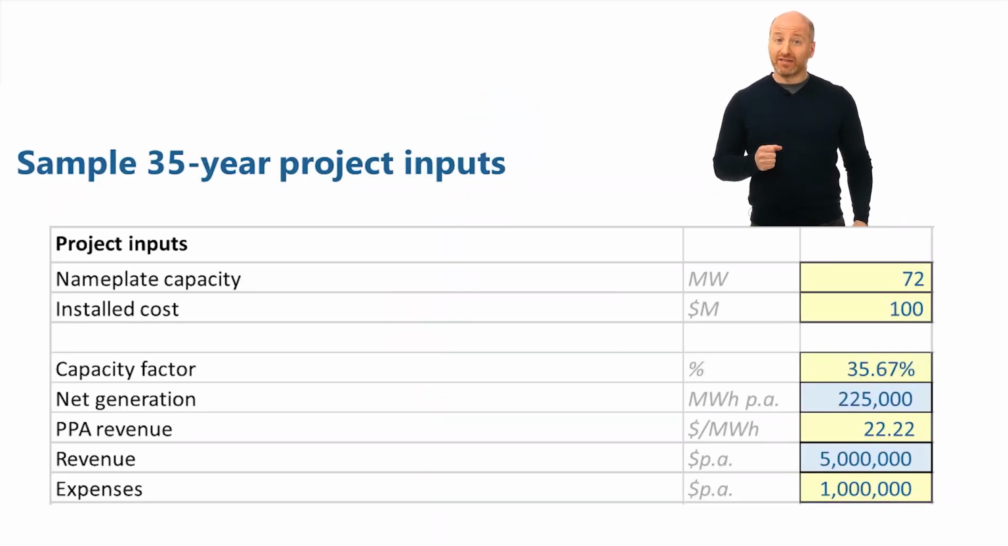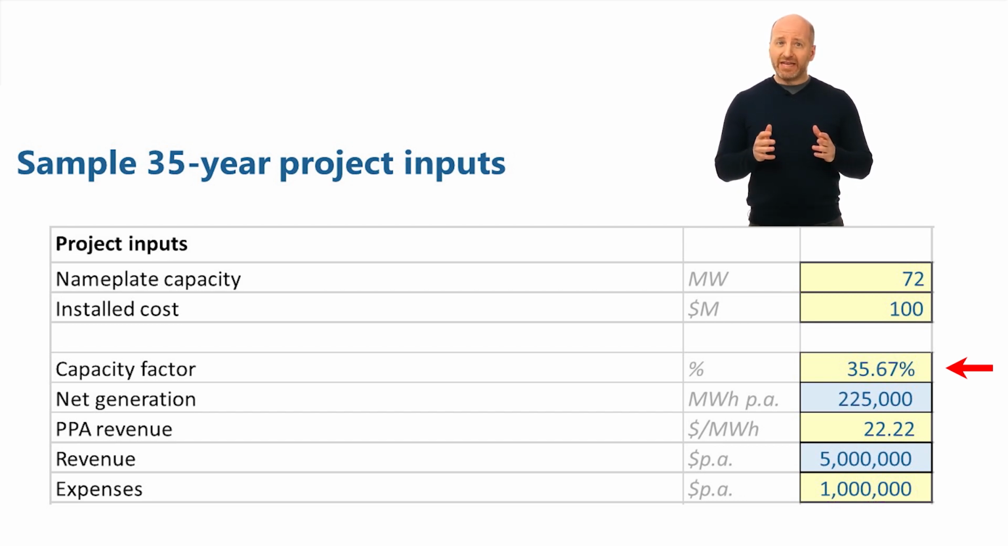Our project has an operating life of 35 years. Its capacity is 72 megawatts. Its installed cost is $100 million, nice round number, and the project is forecasted to generate 225,000 megawatt hours per year, which translates to a net capacity factor of 35.7%.